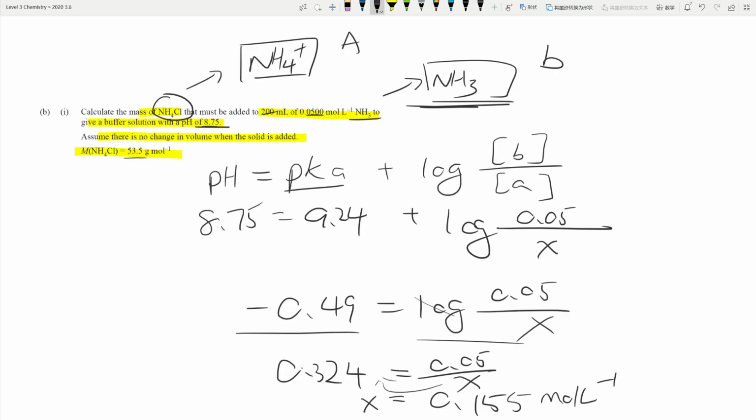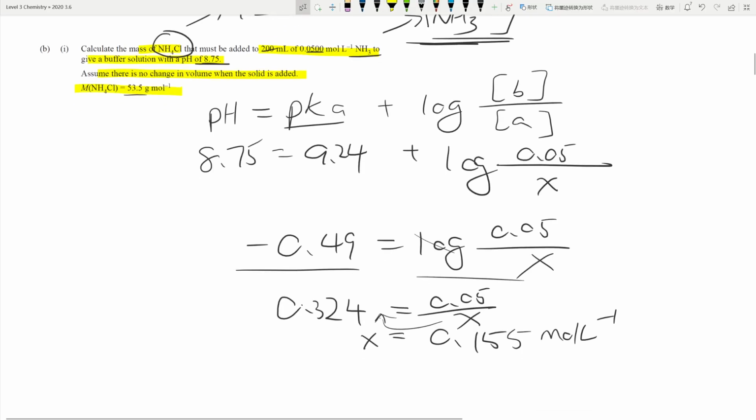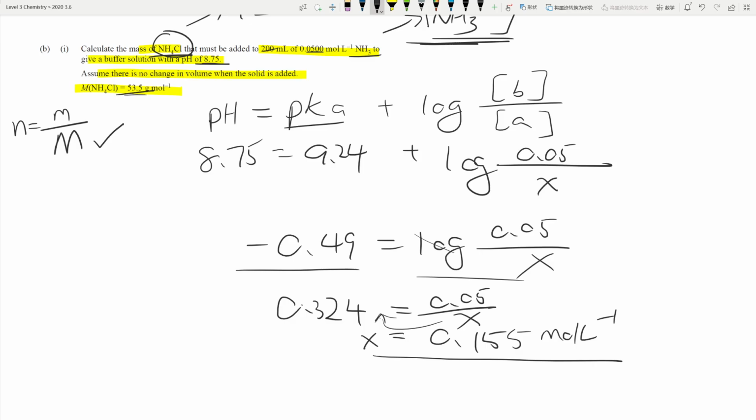Again, any of the mathematical parts, if you're struggling with that, please send an email to your maths teacher. You're here to learn chemistry. Now for the NH4Cl part, if you got the moles per liter, and you're wanting to calculate the mass, remember, mass: n equals small m divided by big M. So we know the molar mass, which is always given. We need the mole. Now how do we get the mole?